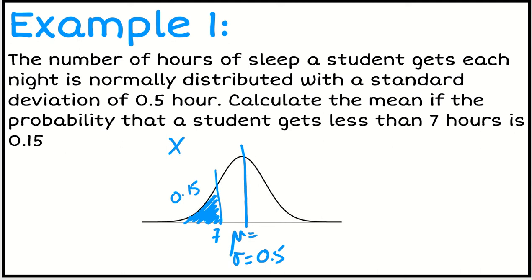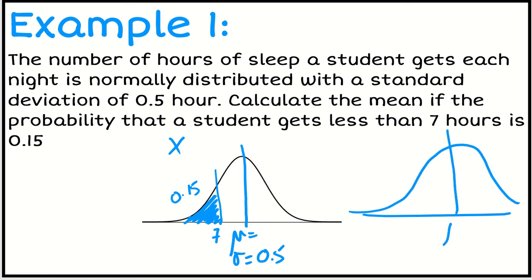Okay, so this is our X distribution. So what we want to do is first of all find the equivalent Z distribution. On our Z distribution, that has a mean of 0 and a standard deviation of 1, we want to find the Z value down here where that area is going to be 0.15. Notice that the Z value is below the mean, so that means that I'm going to end up with a negative Z value.